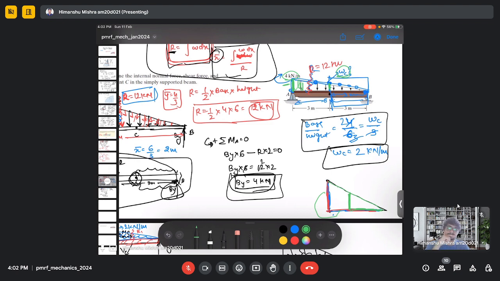Then what about the force on the point B? It's 0. Yeah, it's 0.